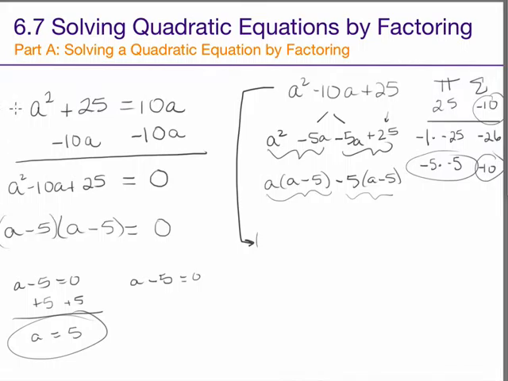Does it work? Well, replace a with 5 and see what happens. Replacing this a with 5 would mean 5 squared. That's 25. That's 50. Is that equal to 10 times a if a is 5 over here? Well, if a is 5, this becomes 10 times 5, which is 50. So the solution I found, a equals 5, works.